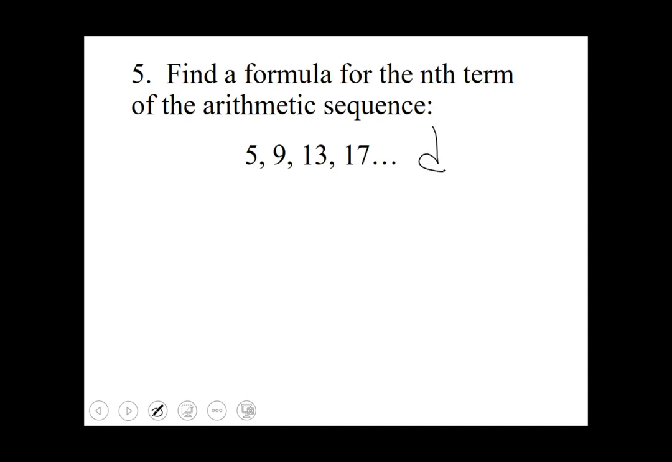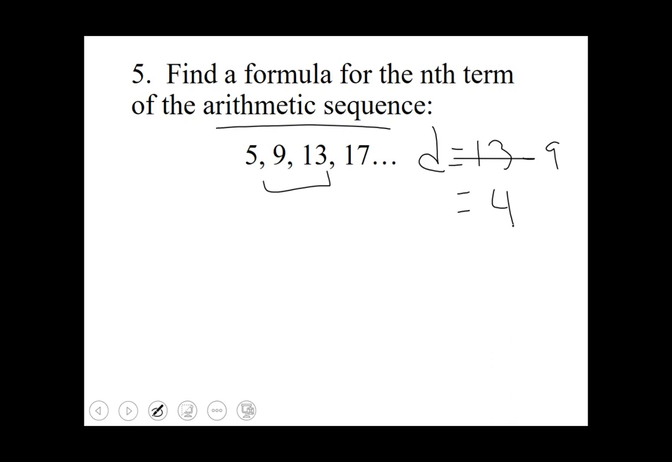So again, the common difference can be found by taking any pair of consecutive terms, if in fact it is arithmetic, which again, I'm telling you that it is, and subtracting the back term minus the front term. So 13 minus 9 gives me a common difference of 4.